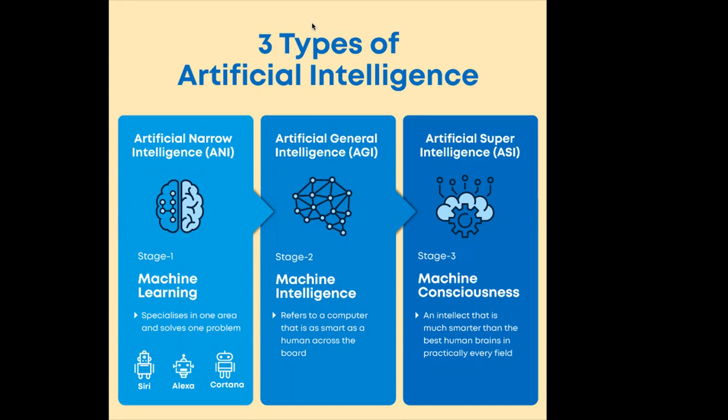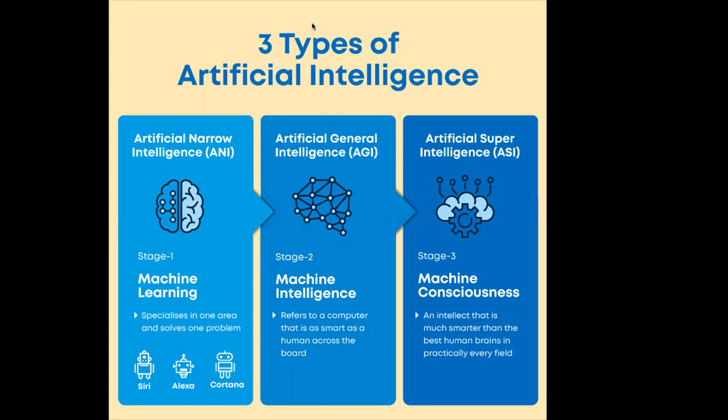Now let's take a quick look at artificial narrow intelligence. This is stage one artificial intelligence. It specializes in one area and solves only one problem. For example, the Siri I mentioned. What Siri does is, you speak to Siri, Siri converts what you are speaking to words and tries to act upon the words it's got.